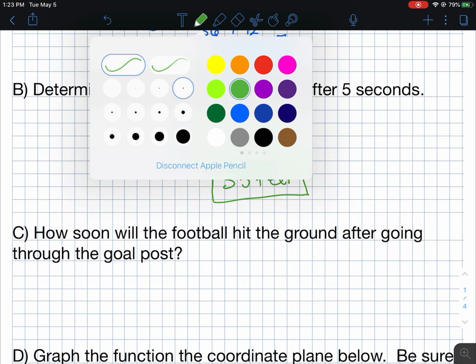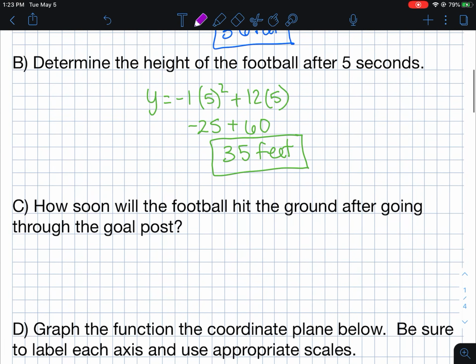Then my last one here, it says, how soon will the football hit the ground after going through the goalpost? So the ground is a height of 0, which means height is our y value. So when we have the equation y equals negative x squared plus 12x, my y is going to be 0, and I'm trying to figure out what x is. So when we go back to before this part, in April, we were working on solving quadratic equations. Remember, we can solve by factoring.